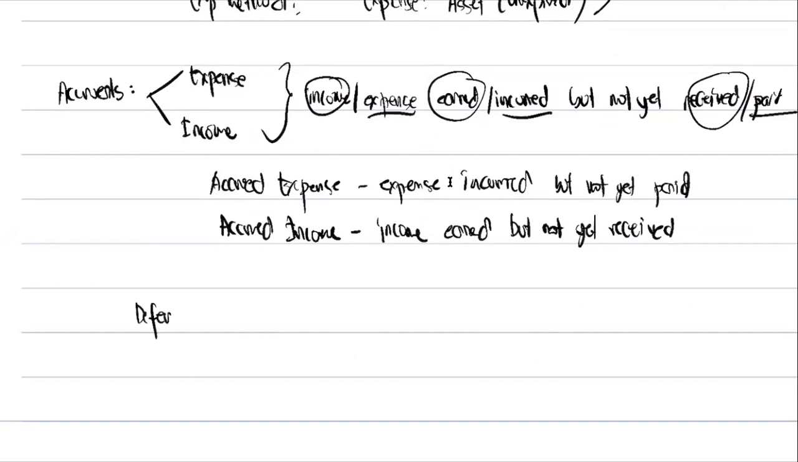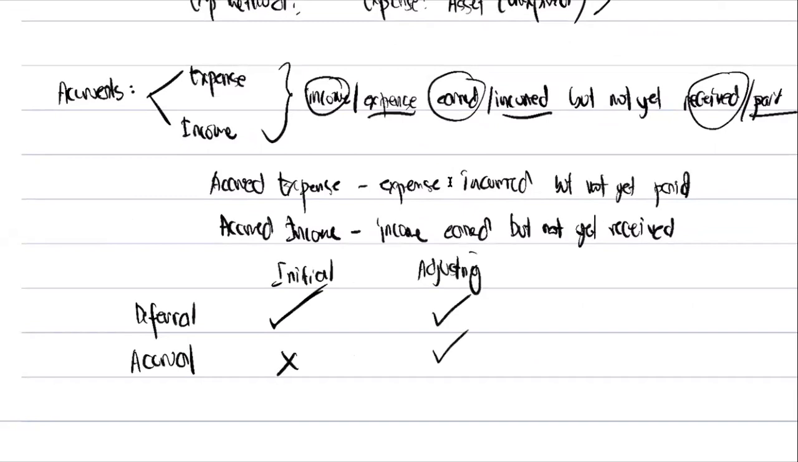Okay. So what is the difference between a prepayment with a deferral and accrual? So we have here deferral, we have here accrual. Initial entry. So in your deferral, there is an initial entry. In your accrual, no initial entry. Adjusting, both has an adjusting. Okay. So under your deferral, take note, we have an initial entry that is either asset or expense or liability or income. We already know that. While in your accrual, we don't have an initial entry, purely adjusting.